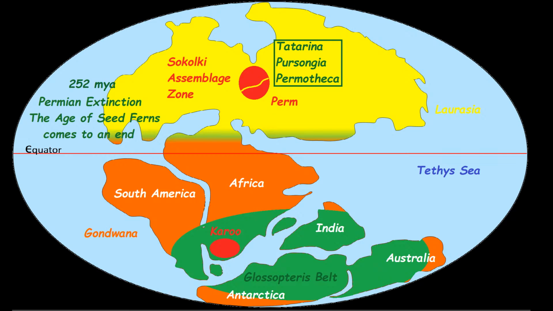And Pangaea is divided in two parts: Gondwana, which is the southern part, south of the equator, and north you have Laurasia. In Laurasia, you get to Russia. And you get to Perm, the region of Perm. That's where the word Permian comes from. And there you will find also seed ferns. You have Tatarina, Persongia, and Permotheca. And all these are seed ferns. They disappeared together with the Glossopteris in the southern hemisphere.